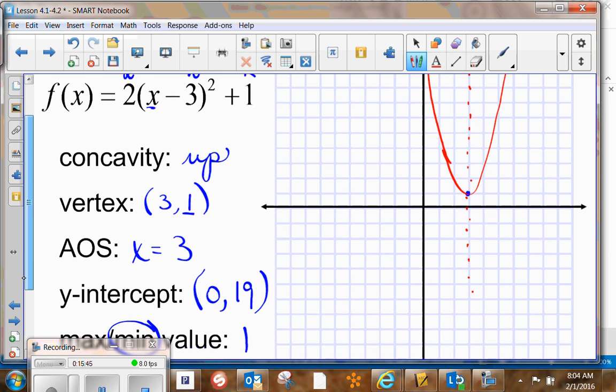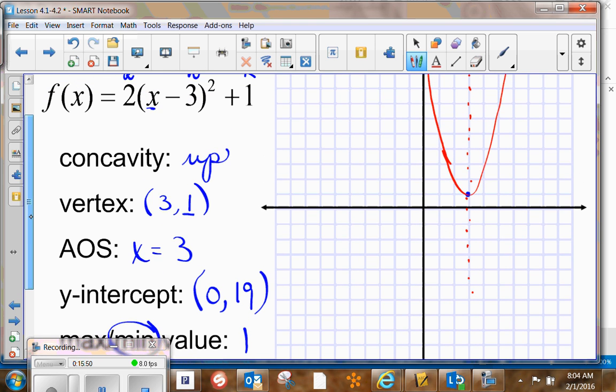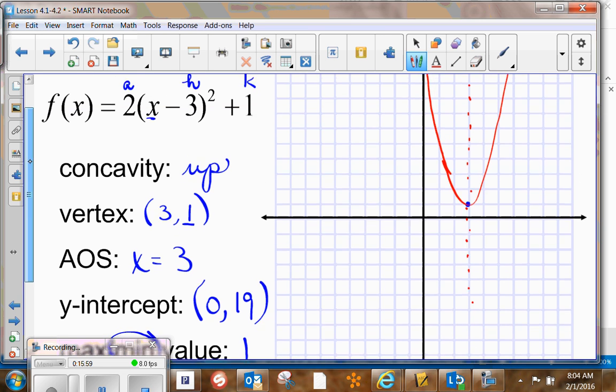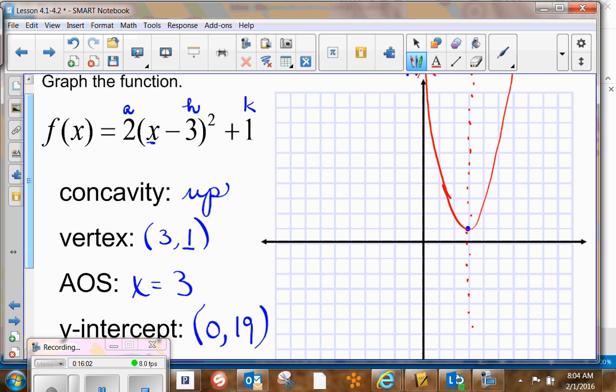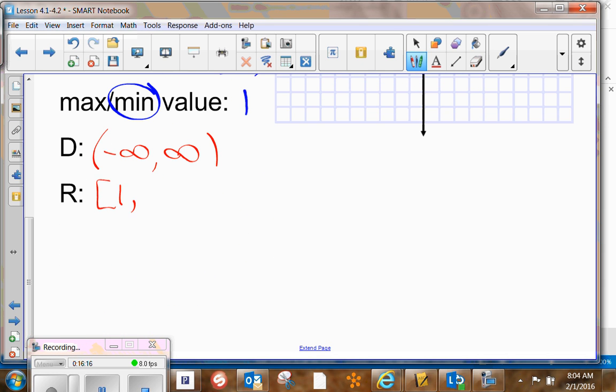So now it's easy for me to see the domain and range. Of course it's going to go all the way to the left, so the domain is negative infinity to positive infinity. How about the range? What's the lowest y it's ever going to hit? 1, I think. And then it'll go up forever. So the range starts at 1, and that's including 1.